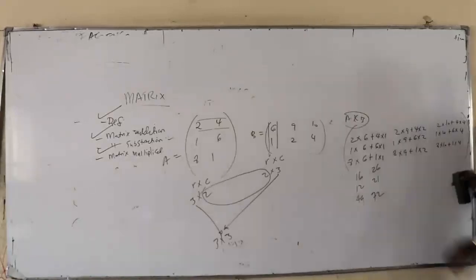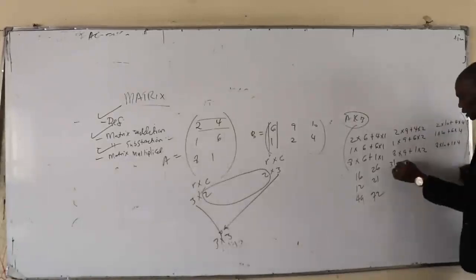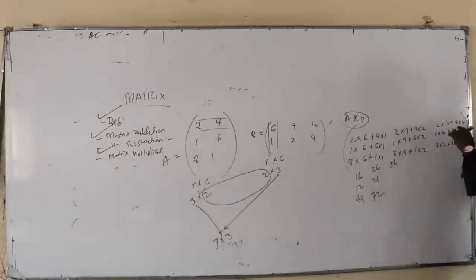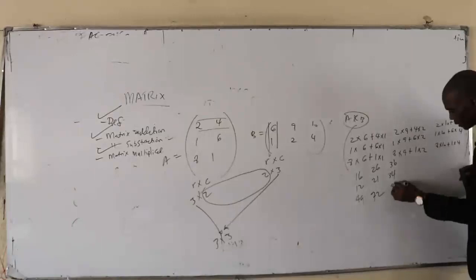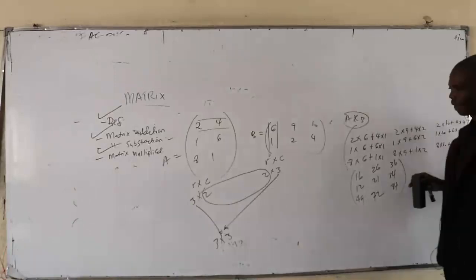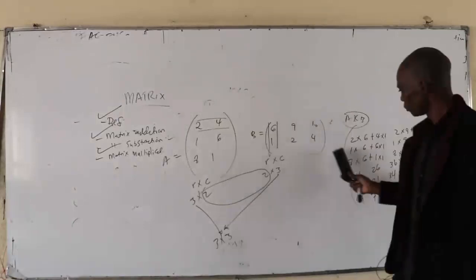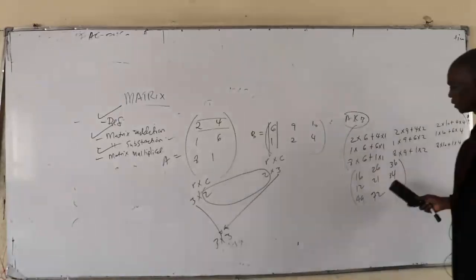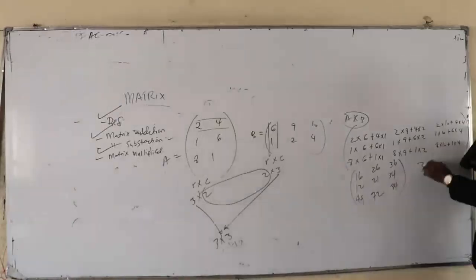2 times 10 is 20, 20 plus 16 is 36. 1 times 10 is 10, 6 times 4 is 24, plus 10, that is 34. 8 times 10 is 80, 1 times 4 is 4, so 84. So you get your answer there. You can see the resulting answer is a 3 by 3 matrix. You can see how we have gone ahead to do the multiplication. That's that.